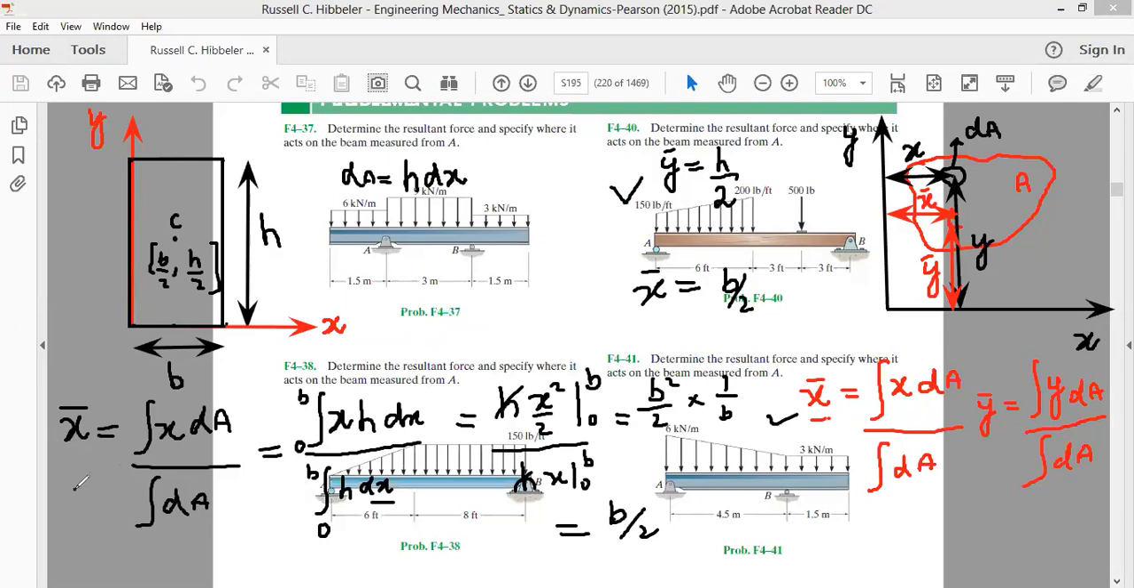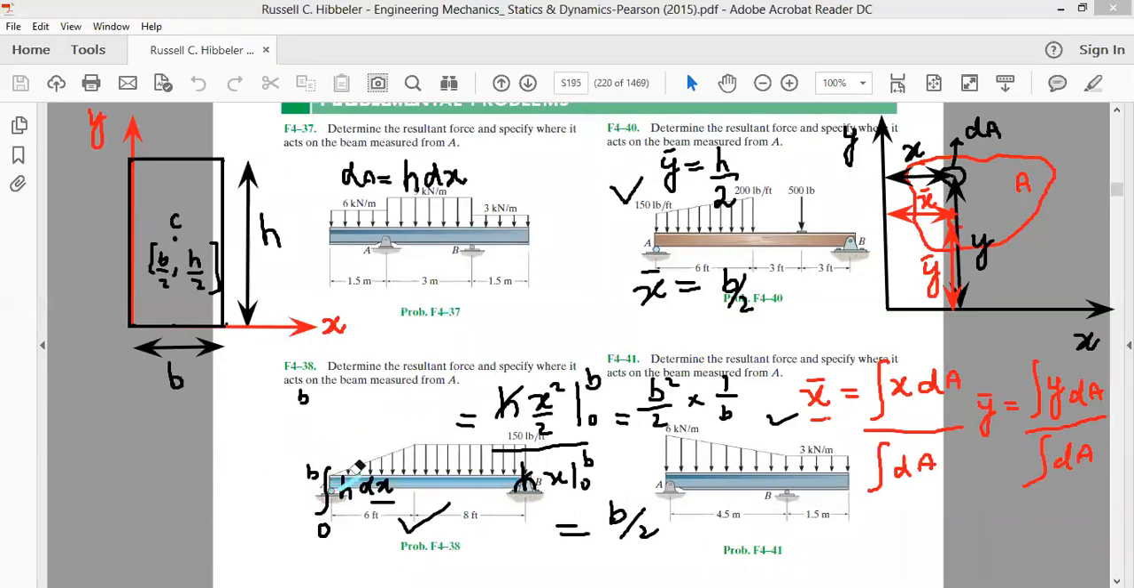sometimes you can bypass these integrations, you can bypass these definitions. If you are given areas and asked to find the centroid of the areas, you can bypass these integrations and directly say where the centroid is. The question is how. From the centroid of this rectangle we can obtain one more inference, one more corollary. The centroid of the rectangle is at the geometrical center. Okay, let me draw an axis.